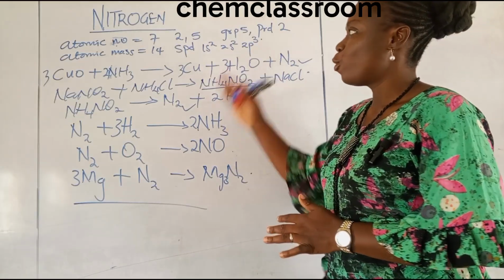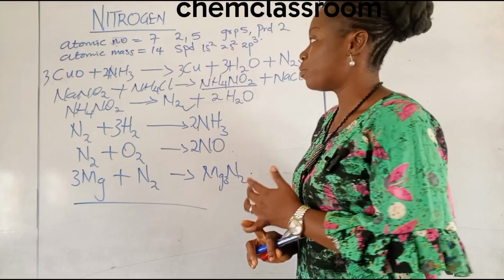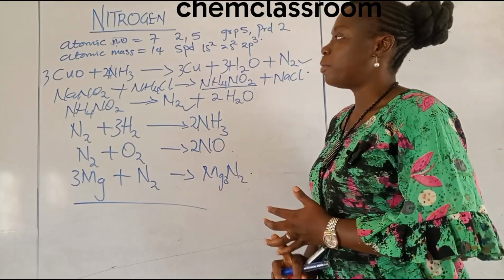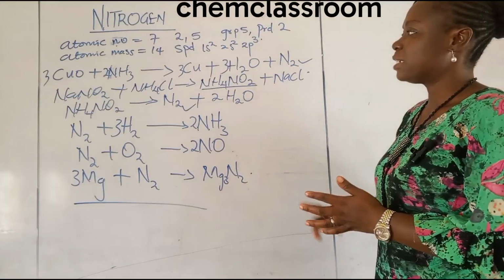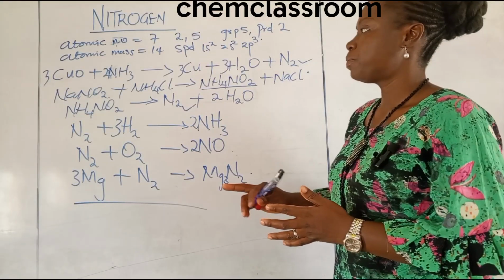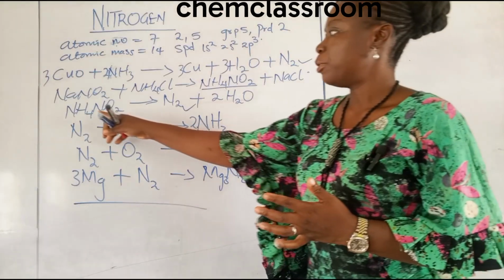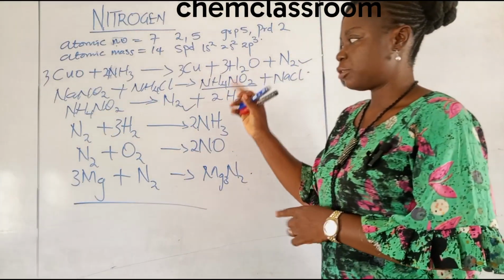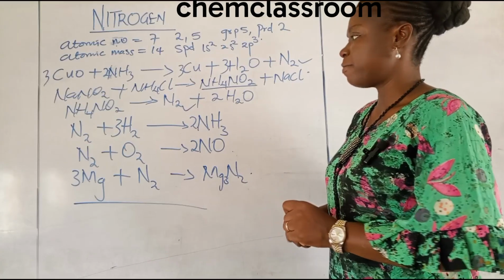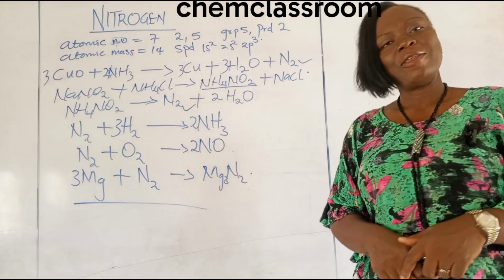Okay, so please go through what we have learned today. We have been able to tell the atomic number and the atomic mass of nitrogen, the preparation of nitrogen using copper 2 oxide and ammonia, and the ammonium nitrite decomposing to give us nitrogen. Then we also have the physical properties and the chemical properties and the uses of nitrogen.